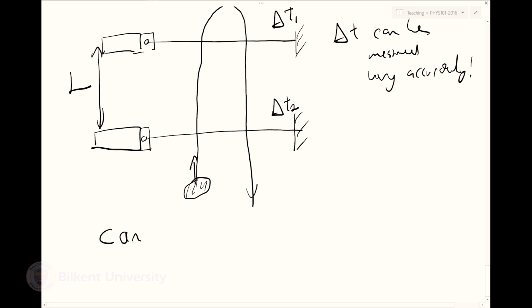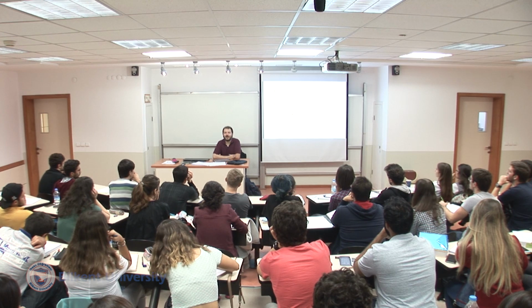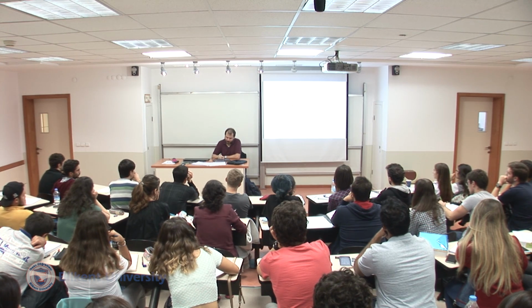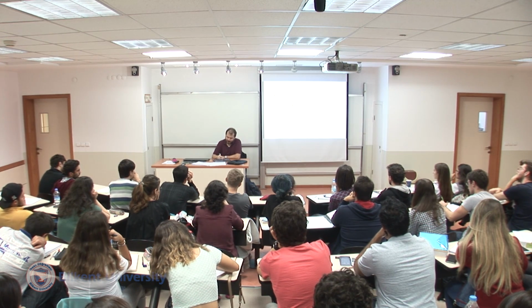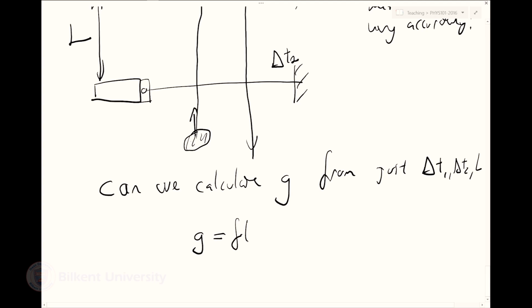Now, here's my question. Can we calculate g from just delta T1, delta T2, and L? Okay. So that's basically what I would like to find out: what is g as some function of delta T1, delta T2, and L. All right?